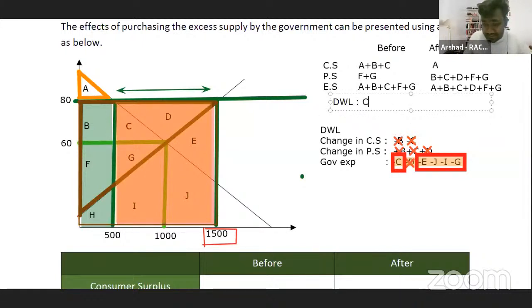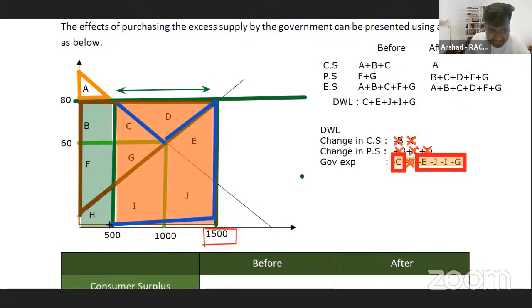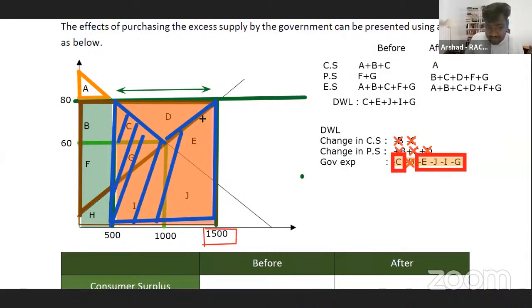So what is deadweight loss? It's C, E, J, I, and G. So if I'm to highlight that in the diagram, it's this area, this weird shape like this, right? Like a t-shirt, right? That is your deadweight loss. This area, yes. If I'm to highlight that, this becomes deadweight loss.